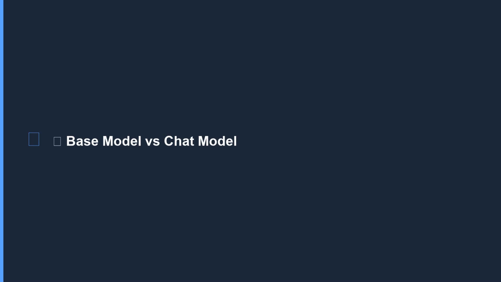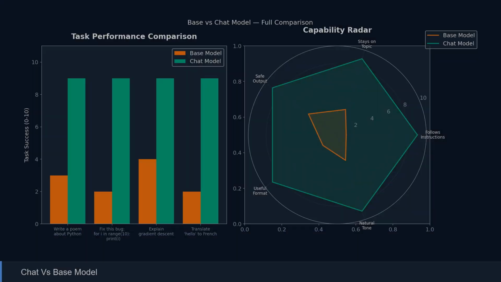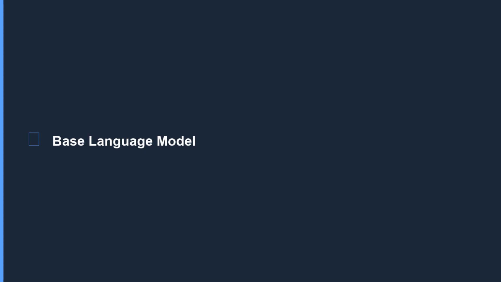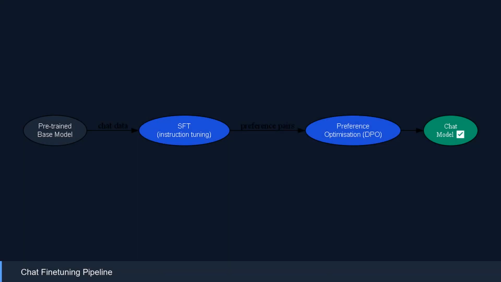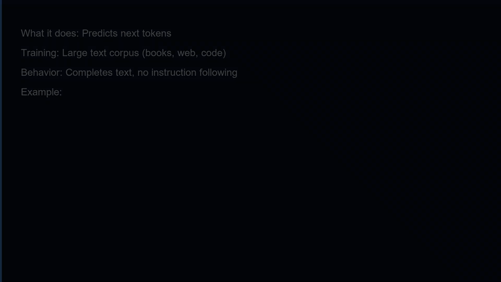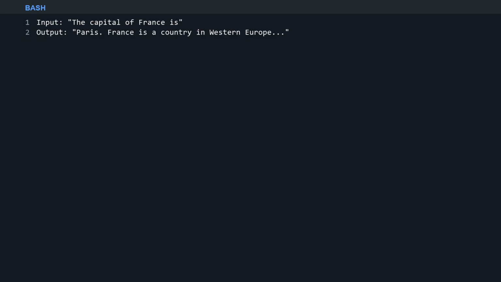Let's now look at base model versus chat model. Here we can see the chat versus base model. Let's now look at the base language model. Here we can see the chat fine-tuning pipeline. What it does: predicts next tokens. Training: large text corpus, books, web, code. Behavior: completes text, no instruction following. Example. Here's the bash code for this section, starting with the input, the capital of France is.